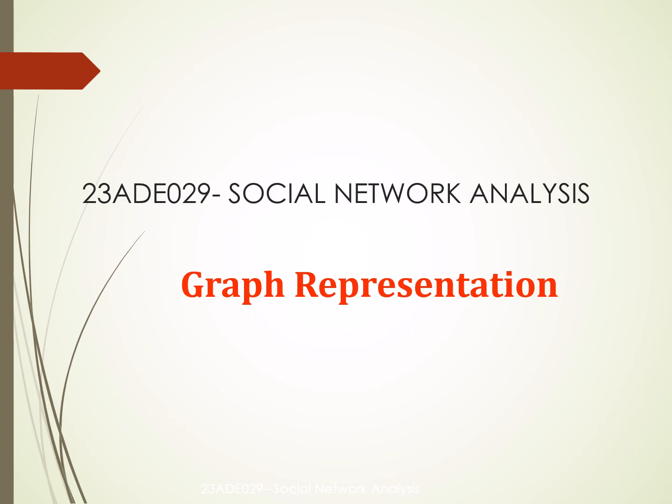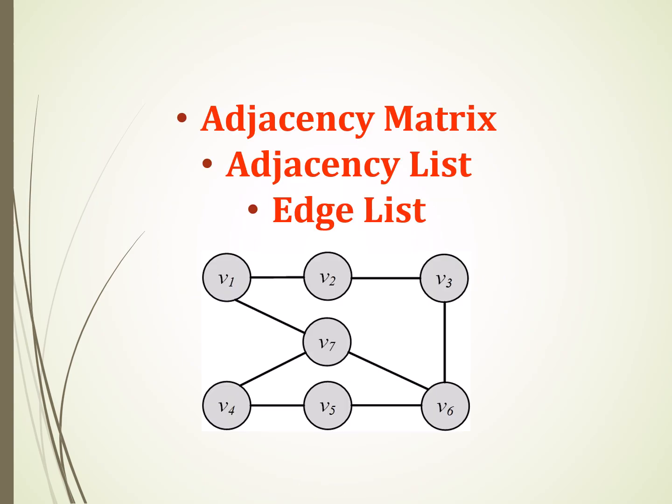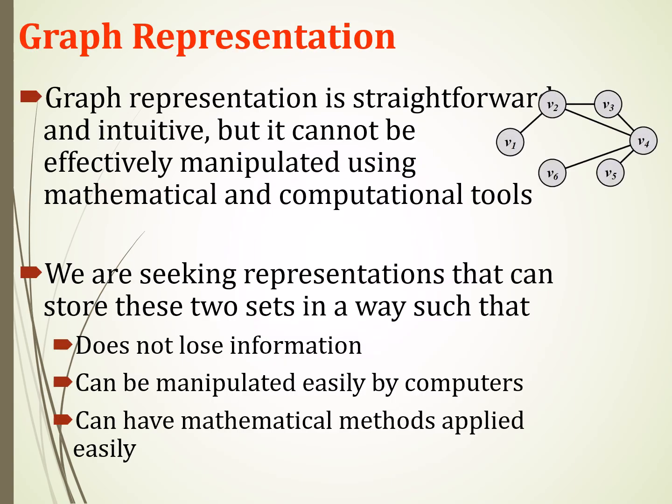So the common graph representations are adjacency matrix, adjacency list and edge list. These are widely used in graph algorithms and social networks analysis. So the topics covered are adjacency matrix, adjacency list and edge list. Each representation has its own advantages and disadvantages depending on the application. One representation may be better than the others.